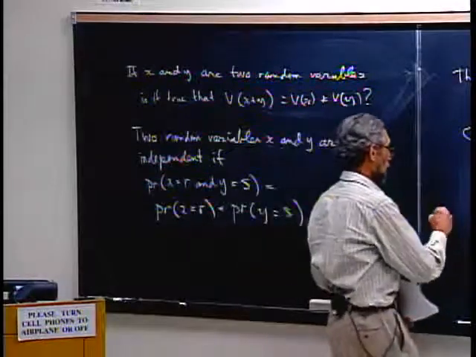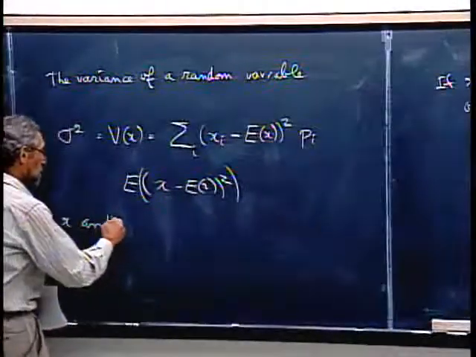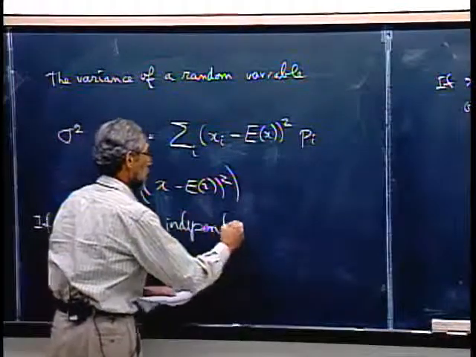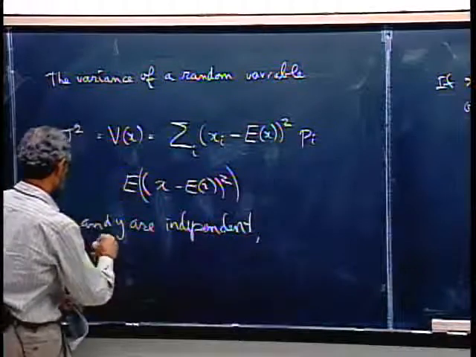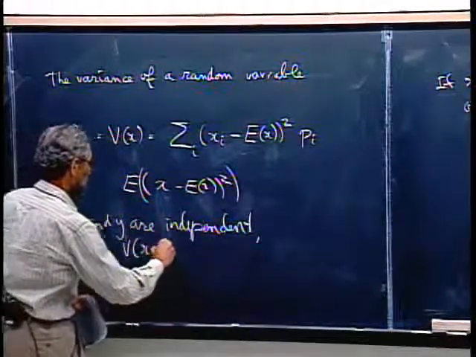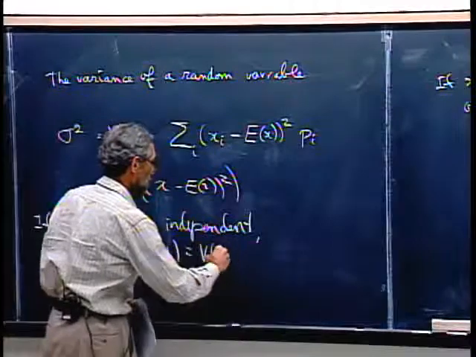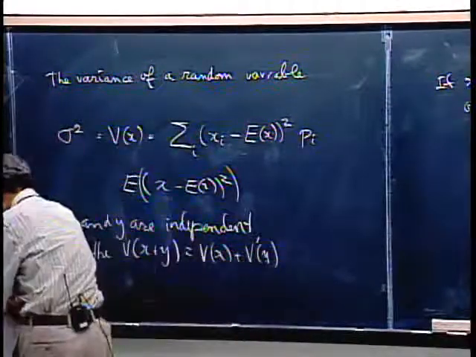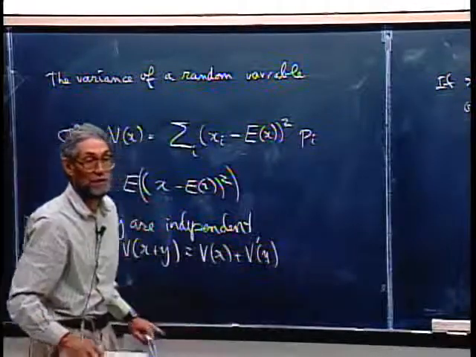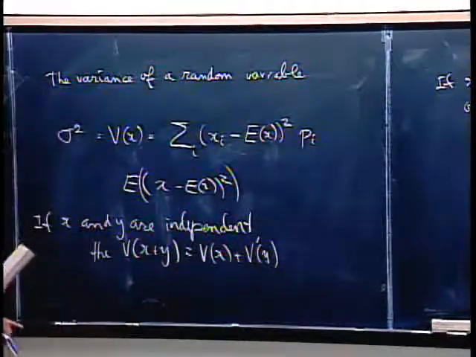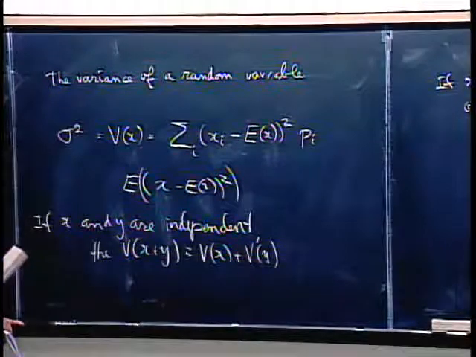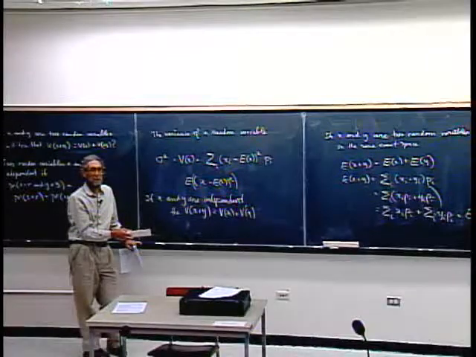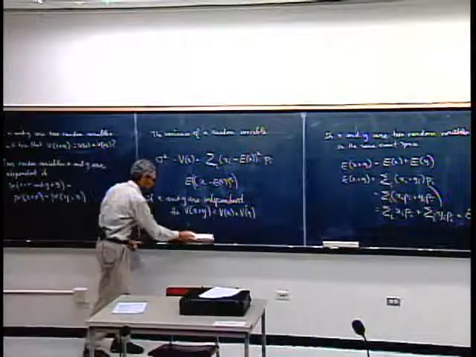So if x and y are independent, then I claim the variance of x plus y equals the variance of x plus the variance of y. So how am I going to do that in 2 minutes? I'm not going to succeed. Why don't you think about how you can use independence to prove this fact, and I'll prove it in class next time. Because otherwise, I'll run out of time today.